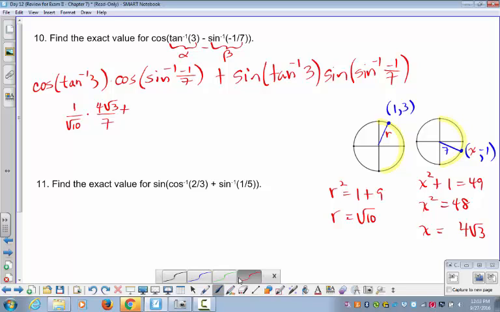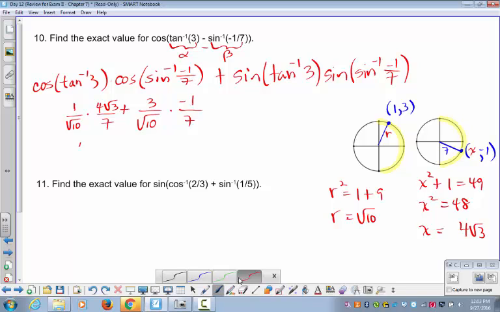Plus sine of alpha. Sine is 3 over root 10. And then sine of inverse sine. Oh, that's actually pretty easy because that's a cancellation one. The inverse trig is on the inside. So that's just going to be negative 1/7. You can also look at your picture and you get negative 1 over 7.